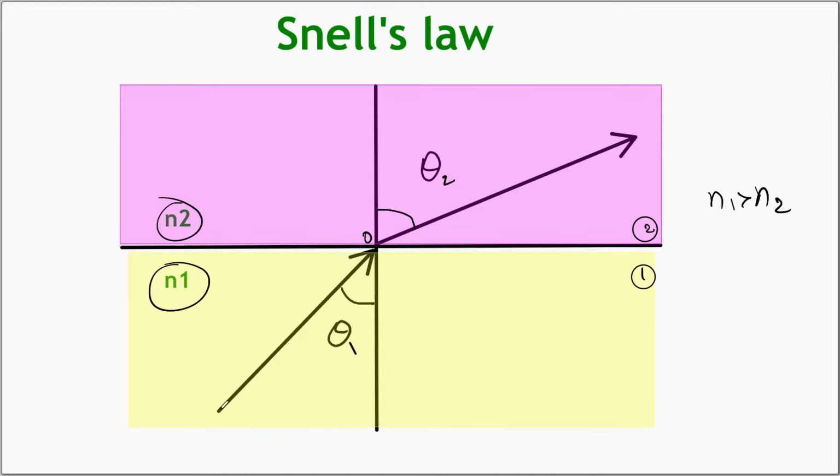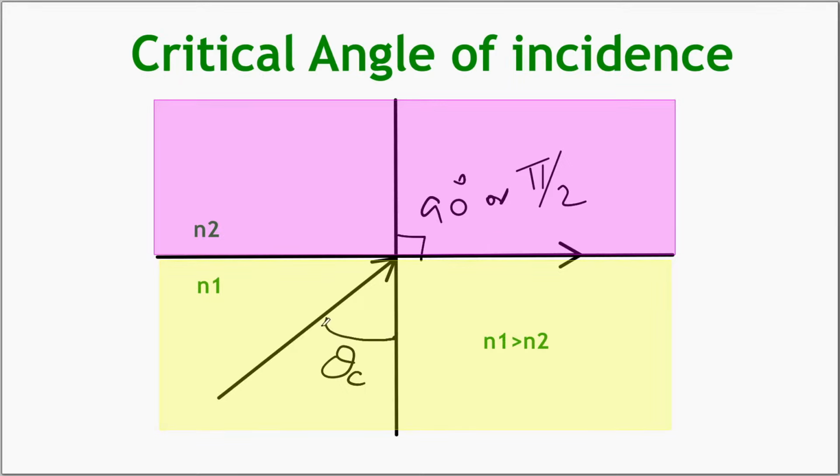This is the normal. So the ray is incident and touching the interface at this point. The refracted ray goes in that fashion with angle theta 2. Theta 2 is the angle of refraction, and the angle of incidence is theta 1. When you increase the angle of incidence to one particular angle of incidence called theta c, the refracted light goes along the interface separating N1 and N2, or medium 1 and medium 2. This particular angle of incidence is called the critical angle of incidence.